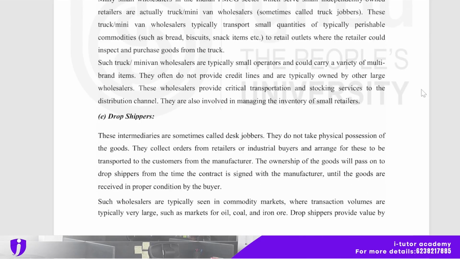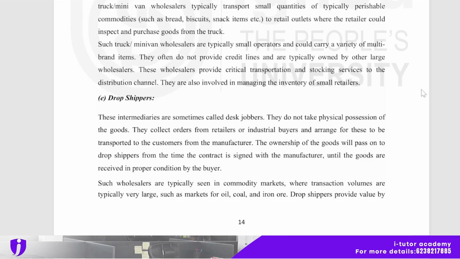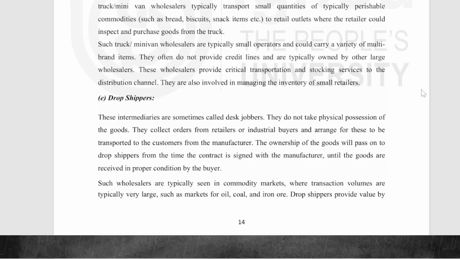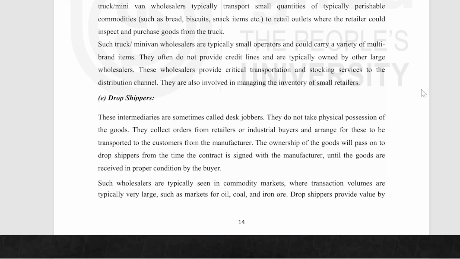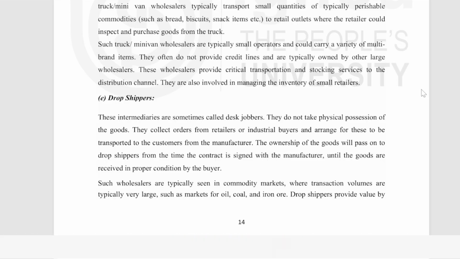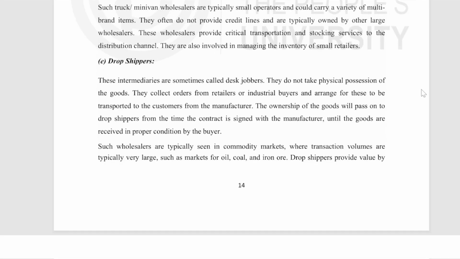And a drop shipper. These intermediaries are sometimes called desk jobbers. They do not take physical possession of goods. They collect orders from retailers or industrial buyers and arrange for these to be transported to the customers from the manufacturer. The ownership of the goods will pass on to the drop shipper from the time the contract is signed with the manufacturer until the goods are received in proper condition by the buyer.